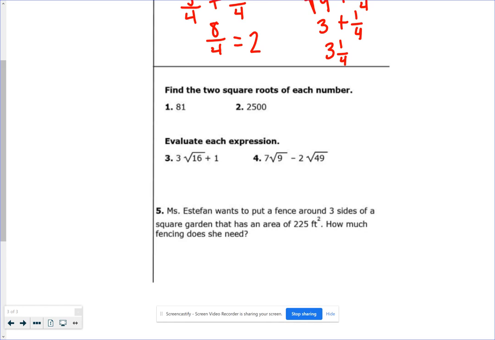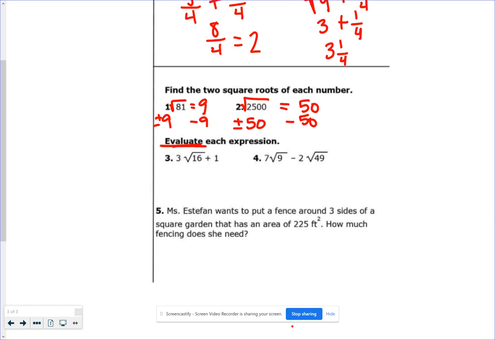All right. The rest of this is kind of like a quick little review. So let's go through it. Find the 2 square roots. What is the square root of 81? That is 9, but it's also negative 9 because negative 9 times negative 9 is 81. So plus or minus 9. Oh, you might need a calculator on this one. The square root of 2,500. Did you use a calculator? Did you check it? Maybe you didn't even need it. It is 50, but it's also negative 50. So that becomes plus or minus 50.